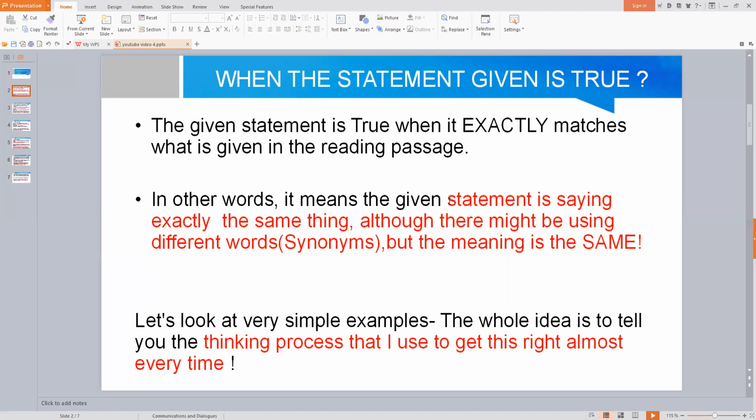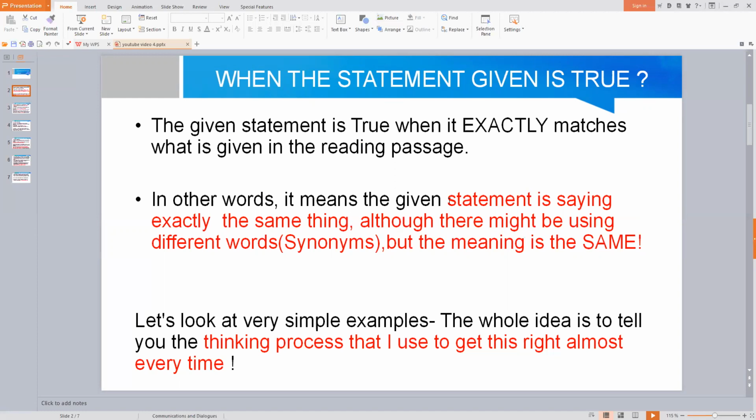The main thing that you have to think about in the exam is the meaning that's being conveyed, okay? So, if the statement is conveying the same information, it's saying exactly the same thing, the meaning is the same, then the statement is true, even though the words used are different, okay? And that's the trick that they use. They use synonyms, okay? Different words that have the same meaning.